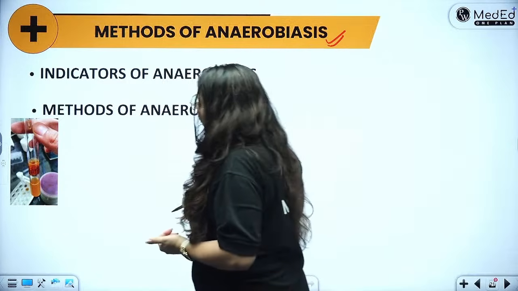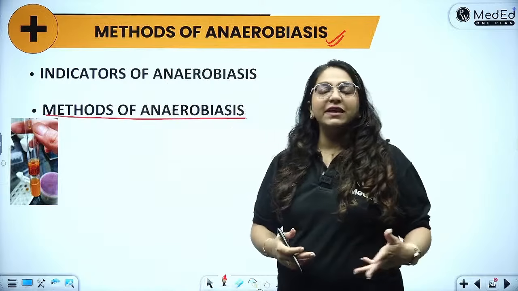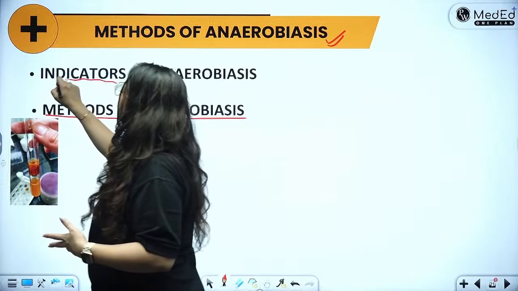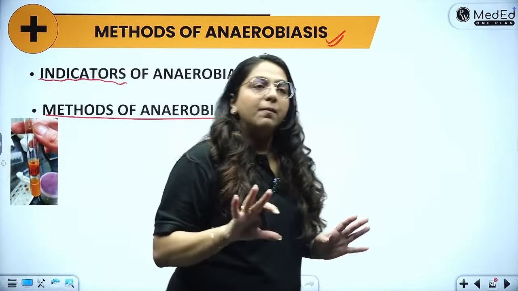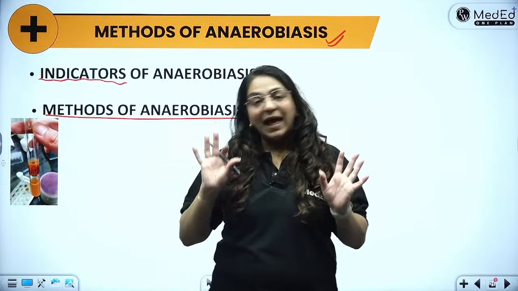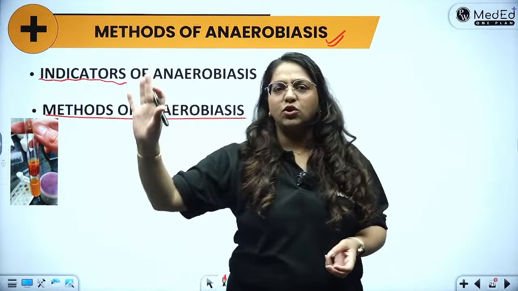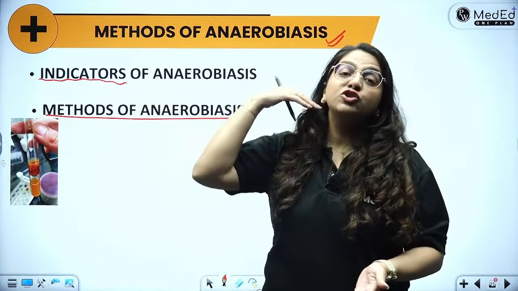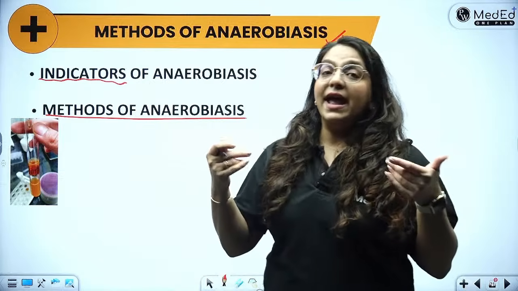Now, while I discuss the methods of anaerobiasis with you, there is something which is very, very important, which is called the indicators of anaerobiasis. Now, suppose I have a jar, suppose I have a test tube. By some method, I have managed to achieve anaerobiasis inside it, meaning I've managed to extract all the oxygen out of it. How do I make sure that in fact anaerobiasis was achieved inside this and I did not fail?